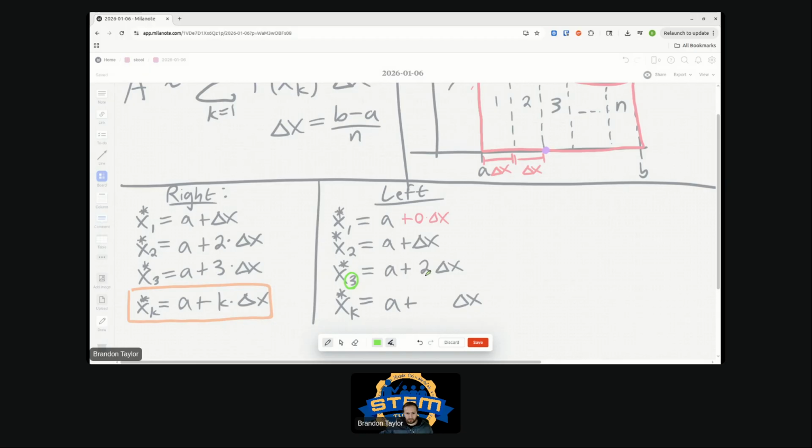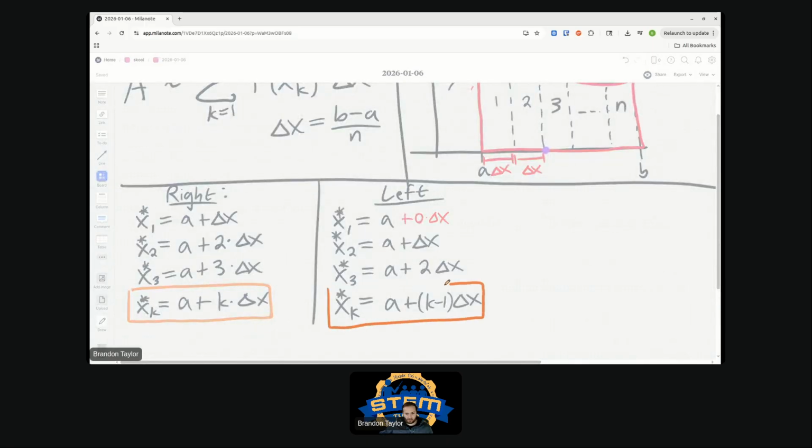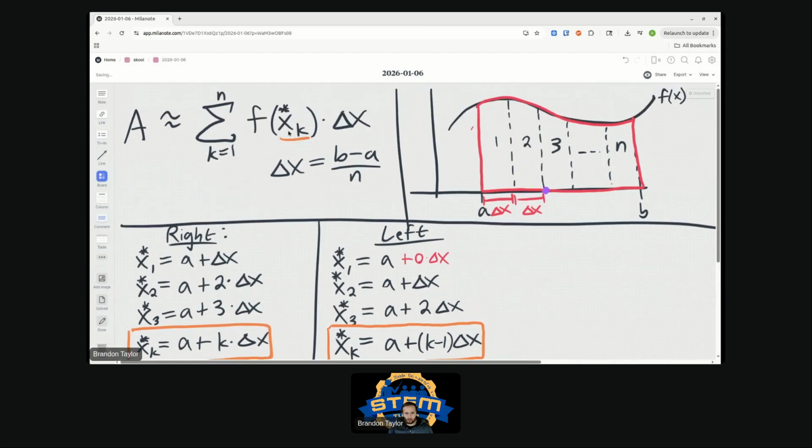So think about it. We want some, like when you plug in 3, we want to get 2. When you plug in 2, we want to get 1. When you plug in 1, we want to get 0. What formula would do that for k? Hopefully it's clear. K minus 1. So that is the special formula that allows, if you just follow this formula in the integral, or in the Riemann sum, that will allow you to pick the right value.